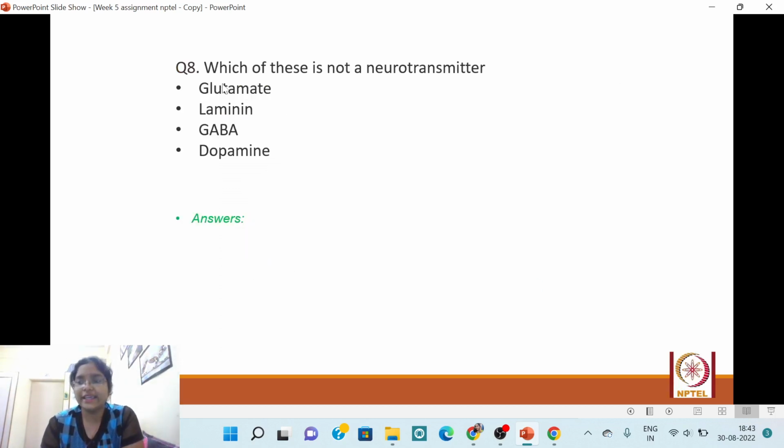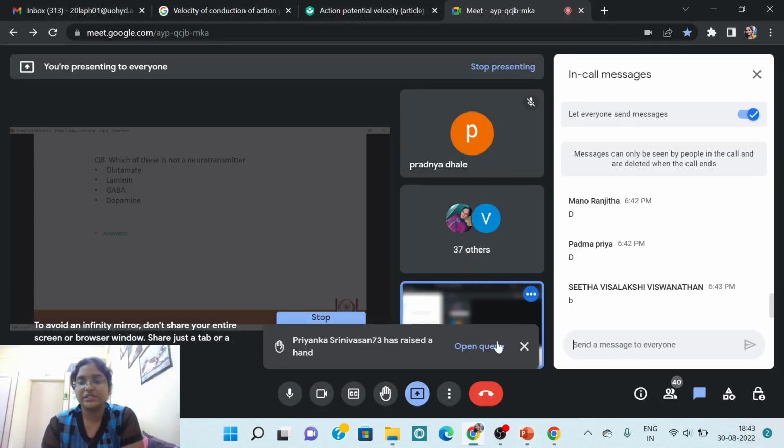So now the eighth question is, which of these is not a neurotransmitter? The options are glutamate, laminin, GABA, and dopamine. Which of these is not a neurotransmitter? Your time starts now. Start answering.